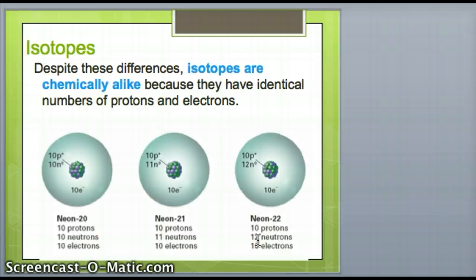Here are some isotopes. So isotopes are chemically alike because they have identical numbers of protons. Look at that, there are different types of neon, okay?